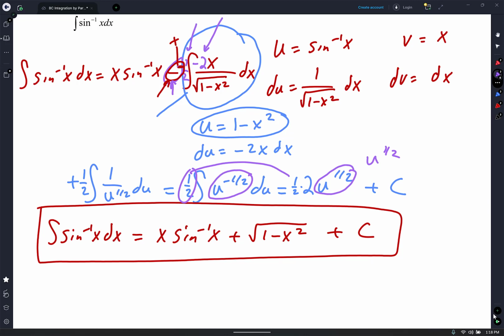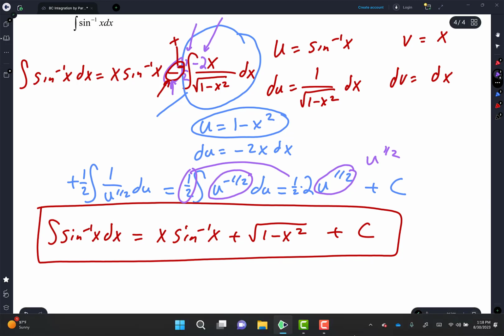Yeah, maybe we'll do that on Friday. Well, maybe you'll get some review right now. Cool or not cool? Okay, was the final answer x arc sine x plus square root of 1 minus x squared? We'll check right now if we're correct with Wolfram Alpha. All right, let's check if we're correct.